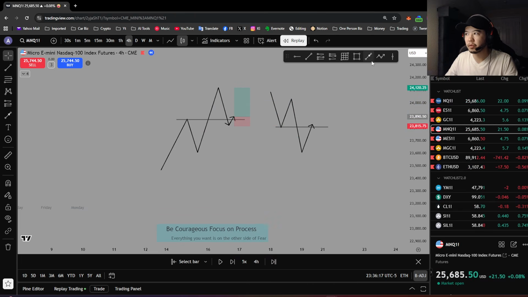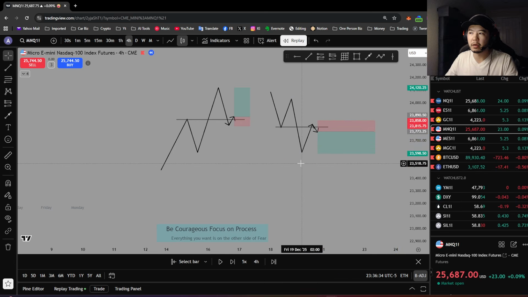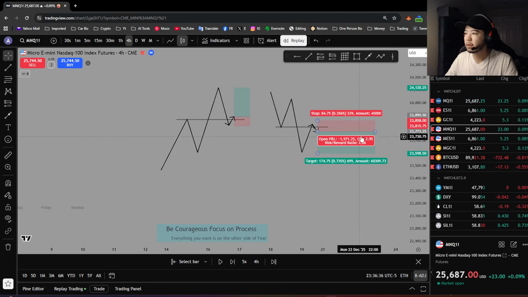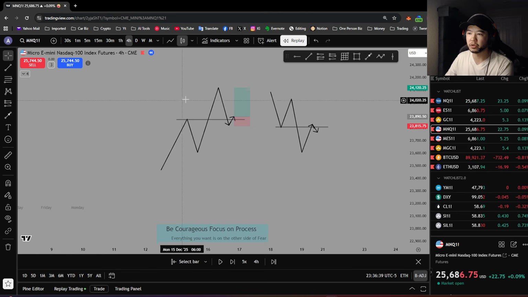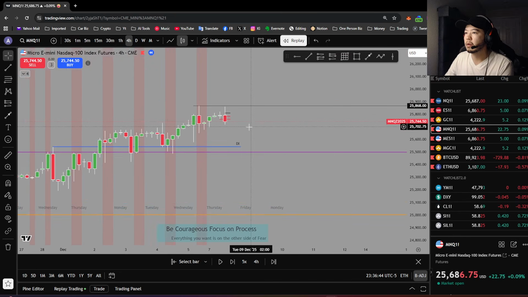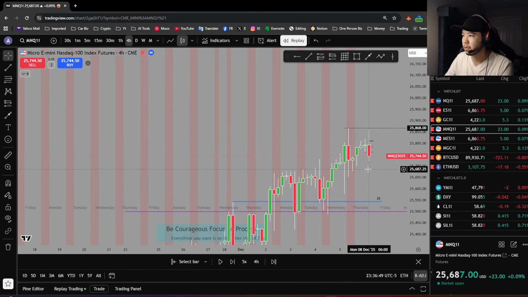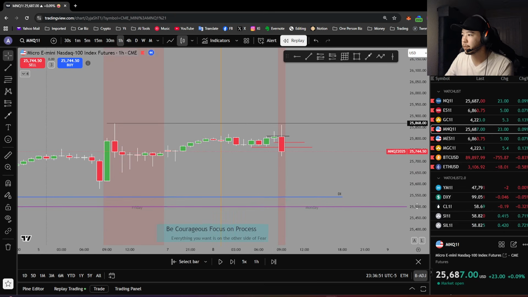Same thing if we're on the downtrend. We don't buy here. We sell whenever the price starts to reject and go down, and we enter here. We target here, and then we put our stop loss right there. That's it. Pretty simple. So let me go over today's trade again. Alright, so let me just go back to 1 hour.